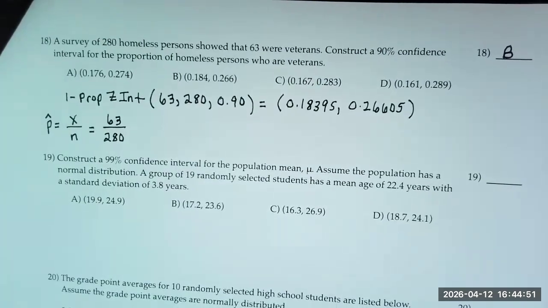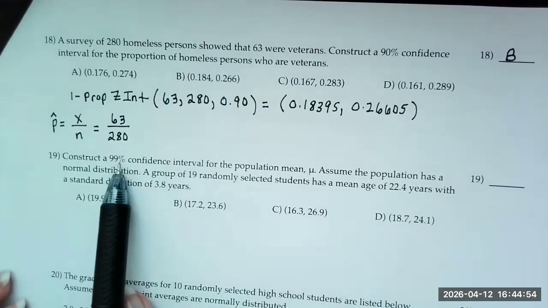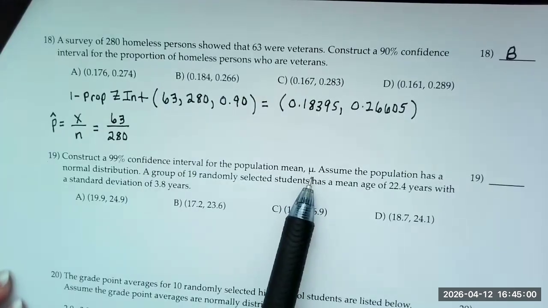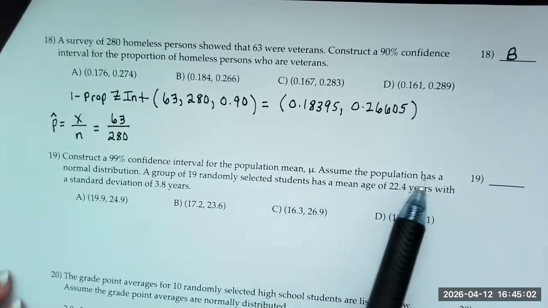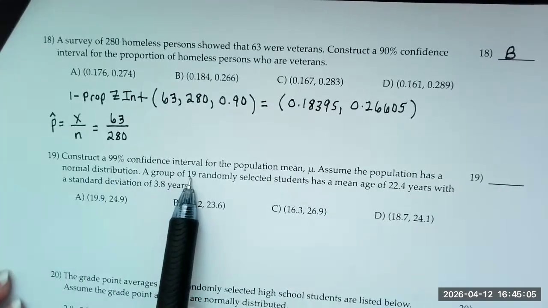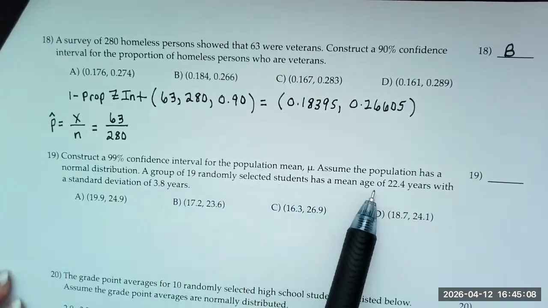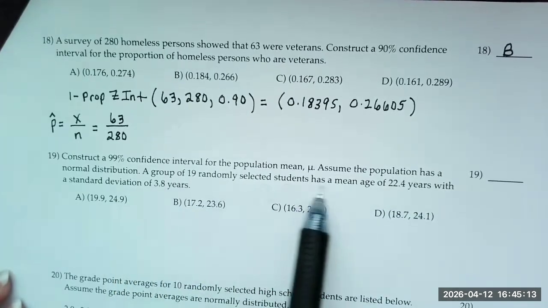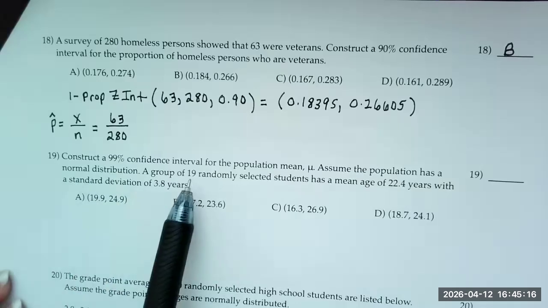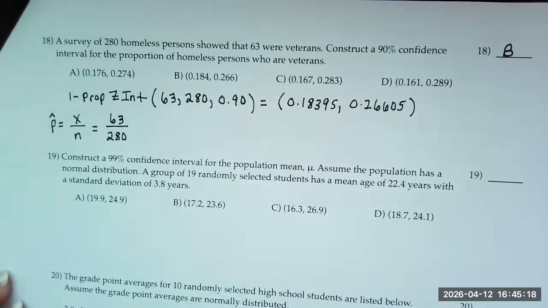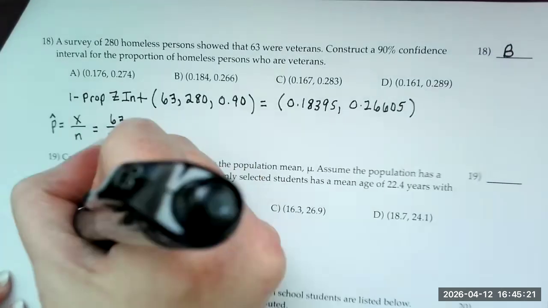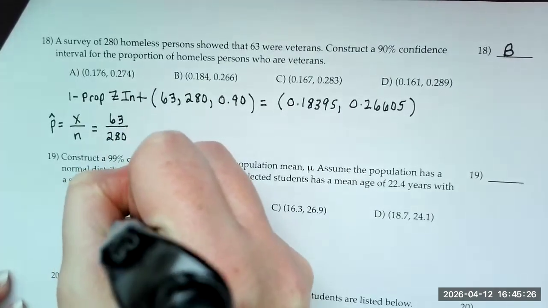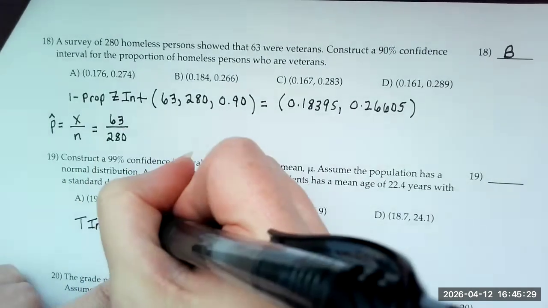Okay, number 19. Construct a 99% confidence interval for a population mean. So not like the last one. Population mean is when we do the T interval. Assume the population has a normal distribution. A group of 19 randomly selected students has a mean age of 22.4 years with a standard deviation of 3.8 years. Because we're assuming that it's a normal distribution, it's okay that our sample size is small. We're going to go ahead and use the T interval, and because it didn't ask us for error or anything, we can do the fast method.